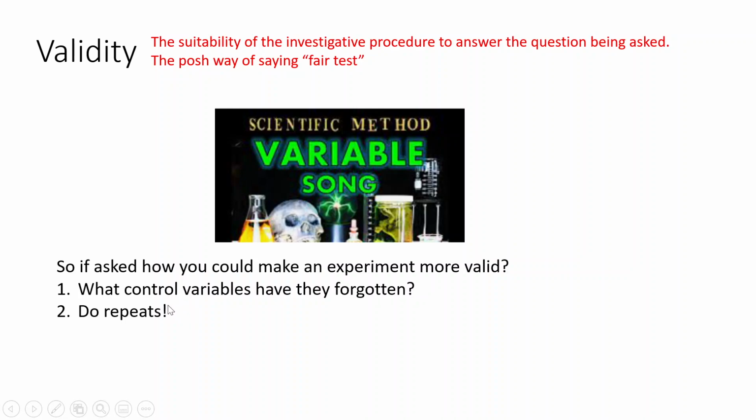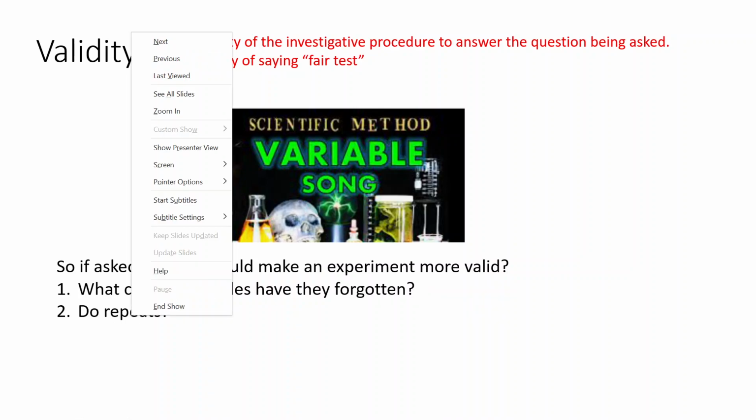And then finally, the reason why I've put here is number 2 with an exclamation mark. Although it doesn't quite fit the definition, there always seems to be a mark on offer for saying that you would do repeats and calculate a mean to make things more valid. Again, it doesn't quite fit the definition. The definition is all about control variables. But you do seem to always have access to one mark for mentioning that you will do repeats to make an experiment more valid.